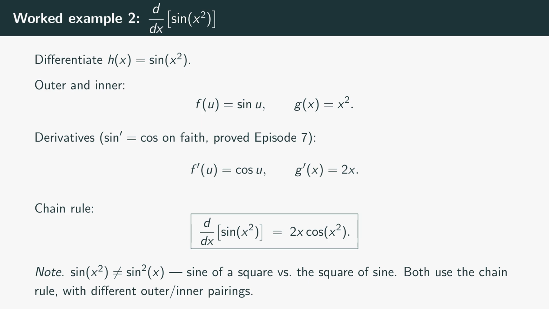Chain rule. Outer derivative evaluated at inner, cosine of x squared, times inner derivative 2x. The product is 2x times cosine of x squared, which we usually write with the polynomial factor first. Done. A quick sanity check on notation.